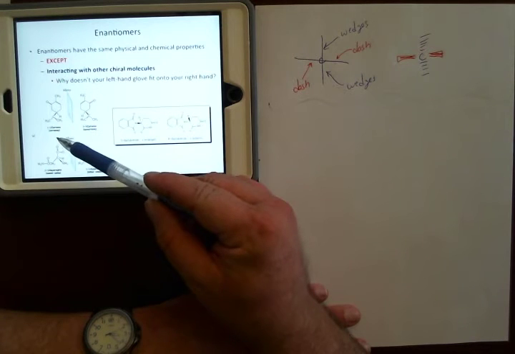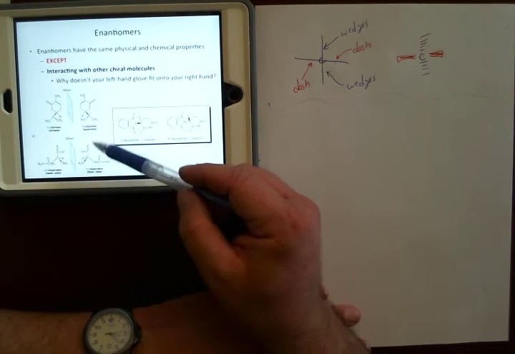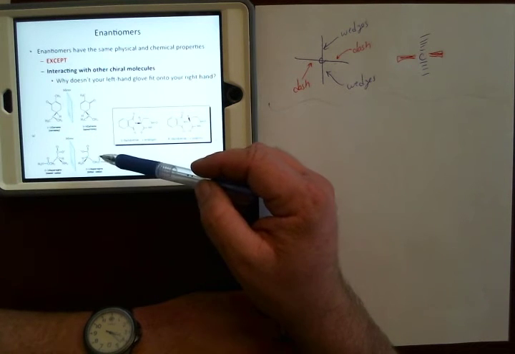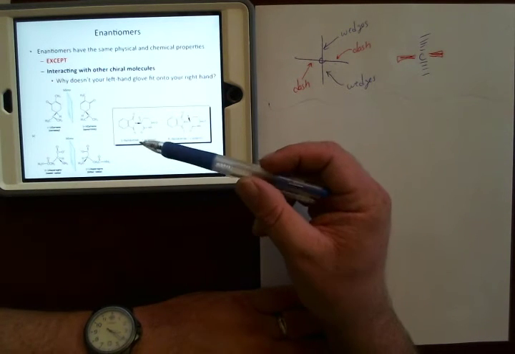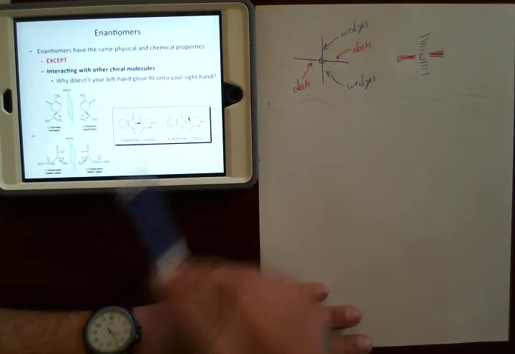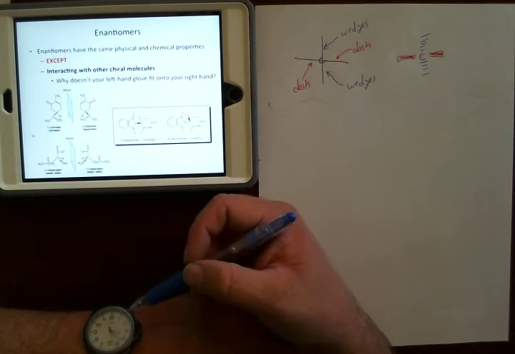Here, asparagine, which is an amino acid. Okay, this one tastes sweet, but the mirror image of it tastes bitter. Okay, and for taste, it's not that big of a deal. But it can be incredibly important in biological systems, right? Because of the issue of, the classic case is thalidomide.